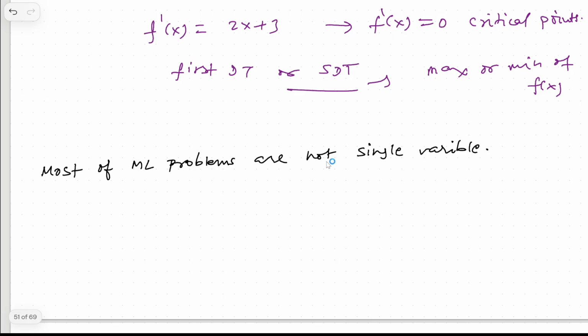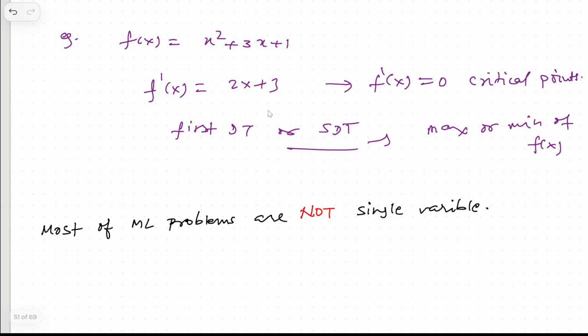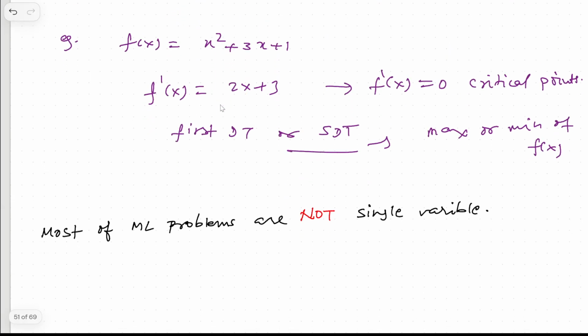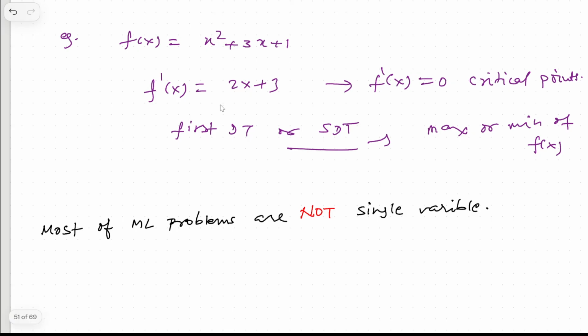Not single variable. Mind this note. Write this in red, that not single variable. They are multivariable. That's why we cannot do the derivative like this, and we cannot find minima and maxima the way we used to find with a single variable. That's why partial derivatives, gradient and Hessian, all these things come into the picture in calculus.